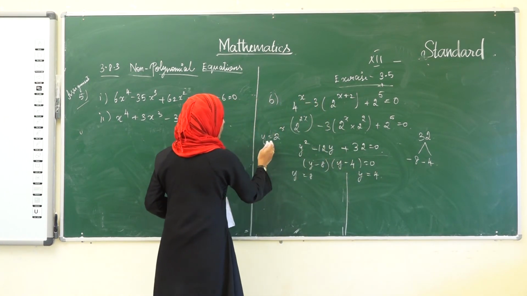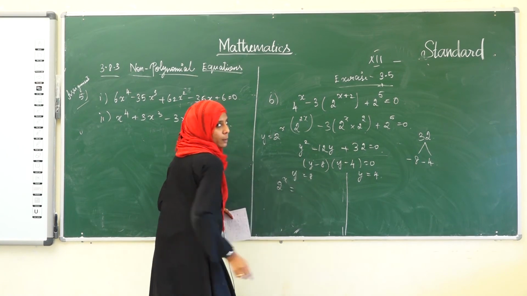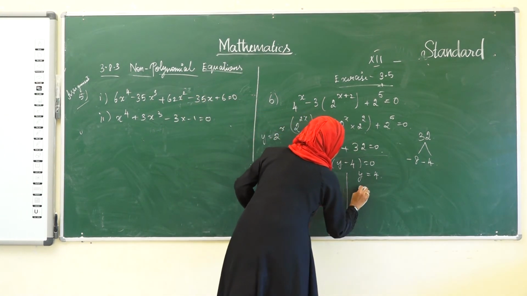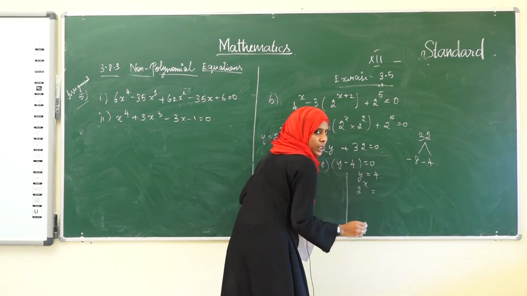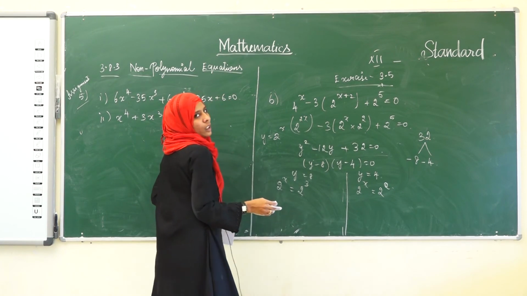We have substituted y is equal to 2 power x. Therefore 2 power x is equal to 8, which can be written as a power of 2, that is 2 cubed. Here also 2 power x is equal to 4, and 4 is 2 squared. We have to find only the value of x.